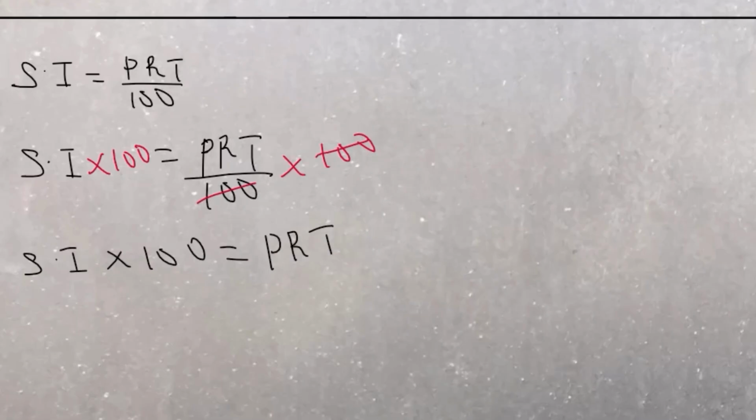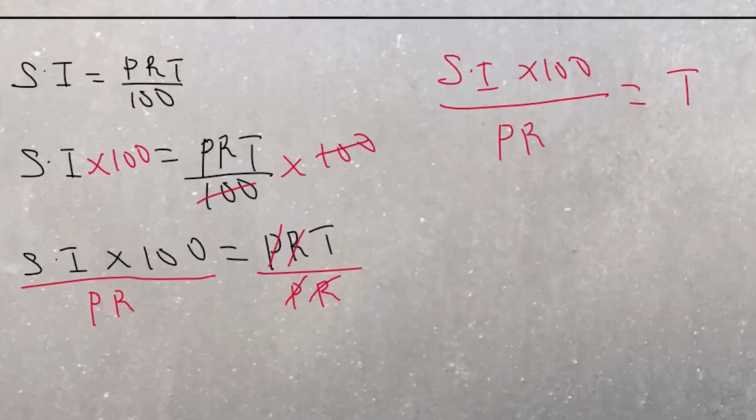Then we have this. We still want T to be the subject of the formula, and it is being hindered by P and R. So we are going to divide both sides by P and R. P will cancel P and R will cancel R. Then we have this equation. We flip it to the other side because we want T to be the beginning of the formula.